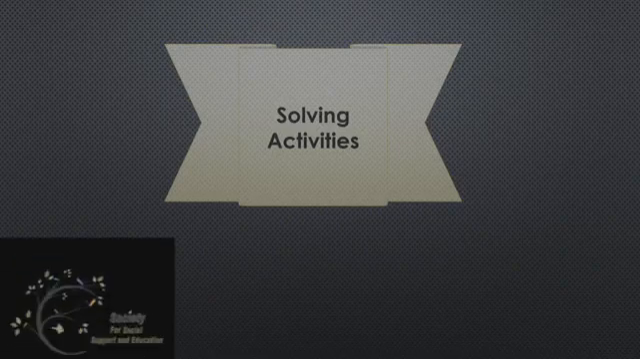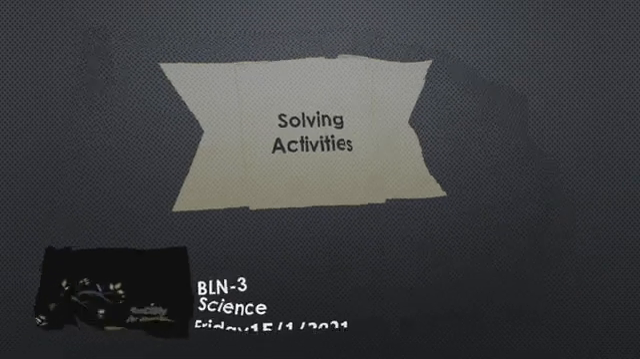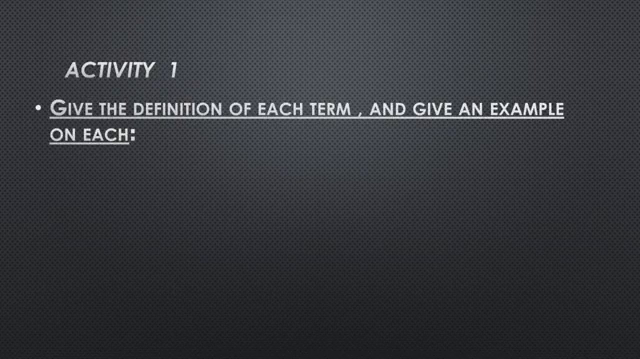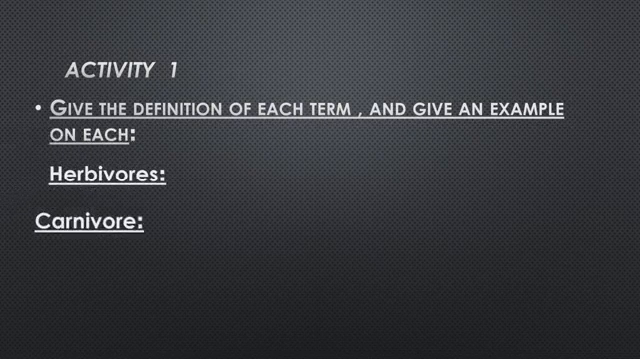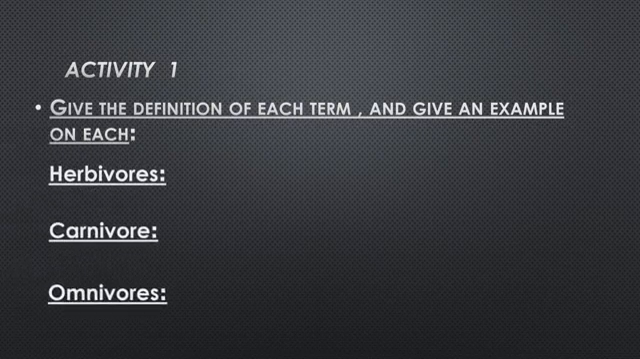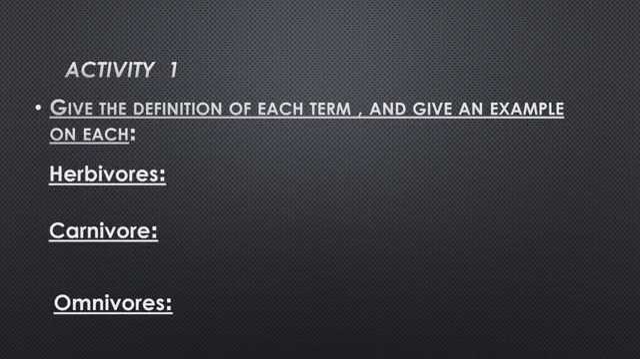Today we are going to solve activities. Let us start with activity 1. The first question was, give the definition of each term and give an example on each. We have to define the following terms: herbivores, carnivore, and omnivore, and we have to give an example on each one.